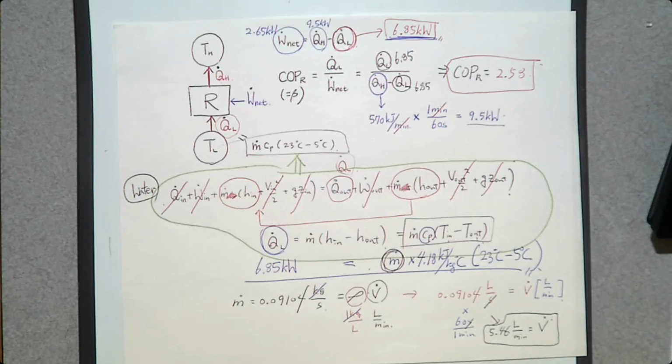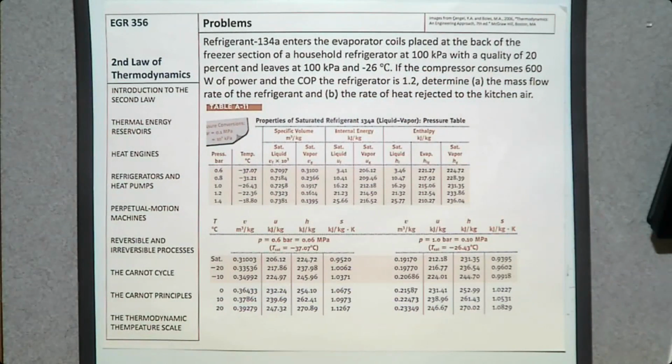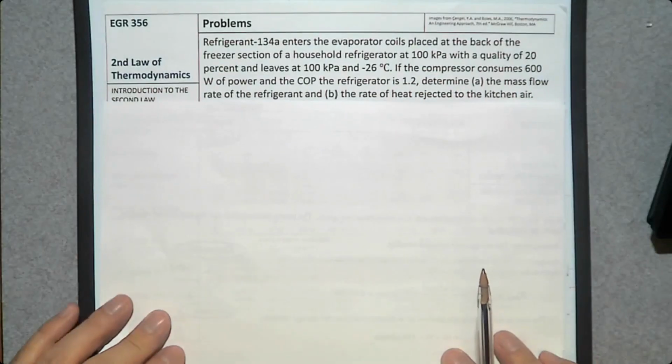The last problem is this one. We have R134A enters the evaporator coil. Evaporator coil is placed in the refrigerated space. So we are talking about Q dot L in this case. So let's solve this problem.